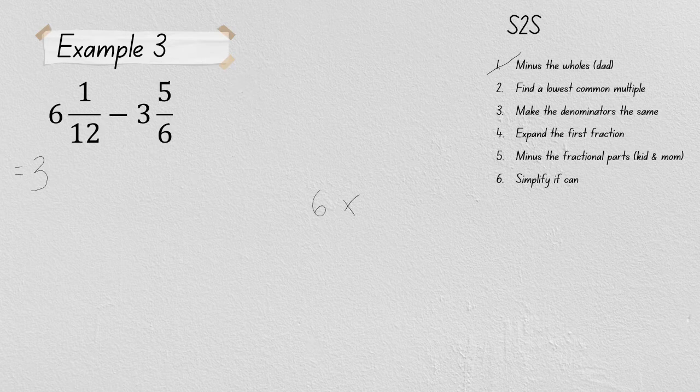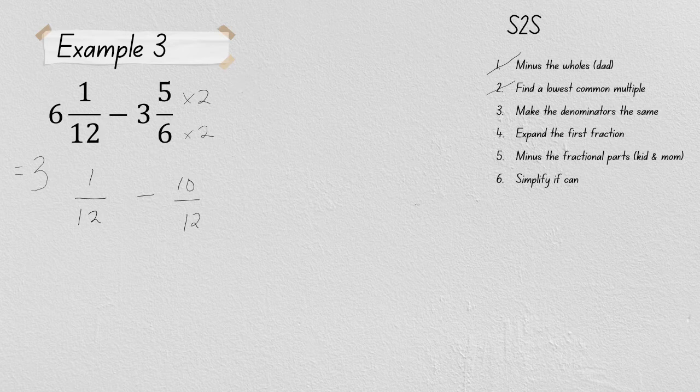So how do we do that? 6 times what gives 12? Times 2. So you know that the lowest common multiple between 12 and 6 would be 12. So you know that you need to change the denominator to 12. So whatever you do to the bottom, you have to do to the top. 5 times 2 gives us 10. 1 stays the same, so you just bring it down.